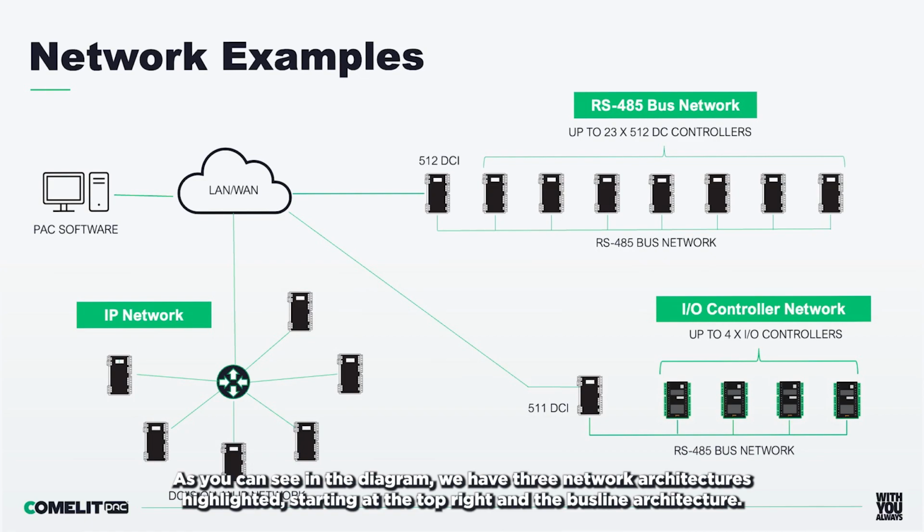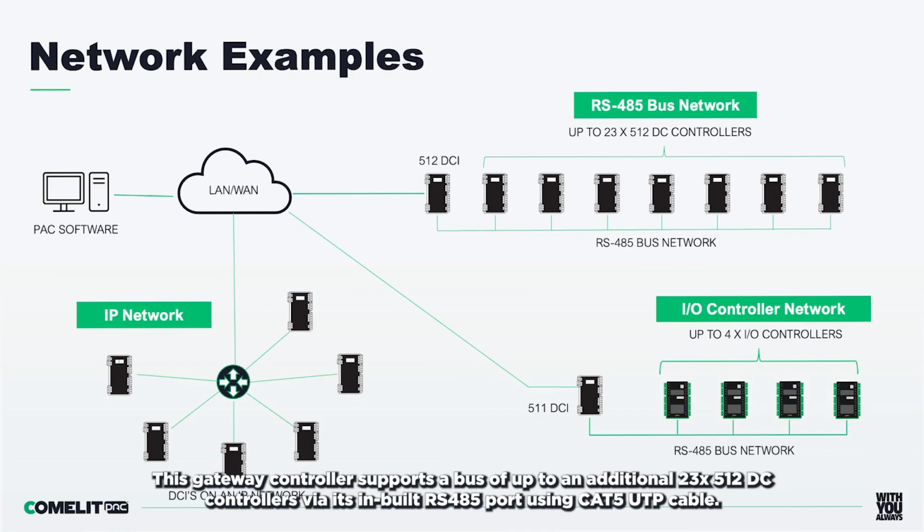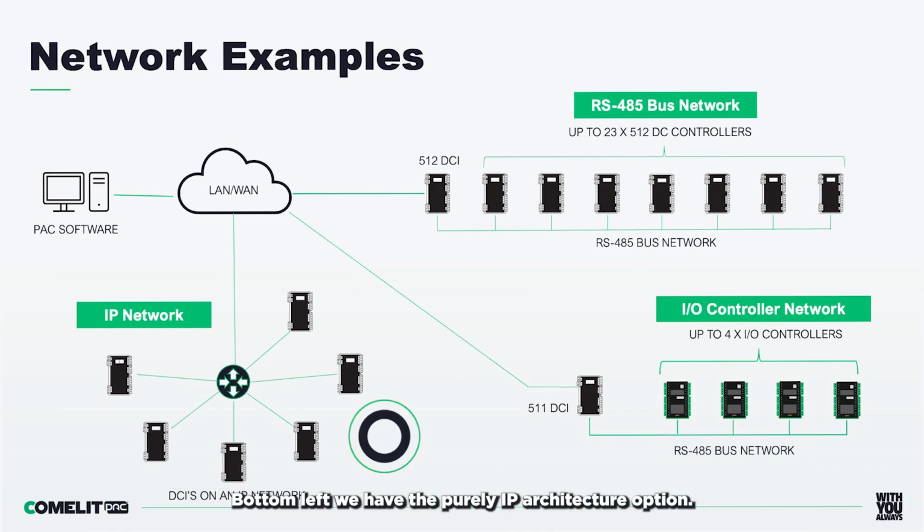As you can see in the diagram, we have 3 network architectures highlighted, starting at the top right with the bus line architecture. The software is connected via a local or wide area network to the PAC DCI controller. This gateway controller supports a bus of up to an additional 23 512 DC controllers via its inbuilt RS485 port using Cat5 UTP cable.